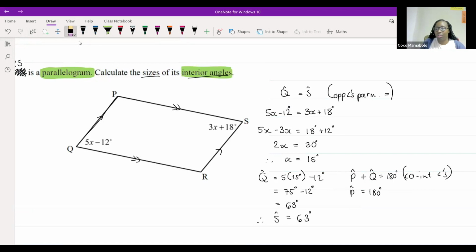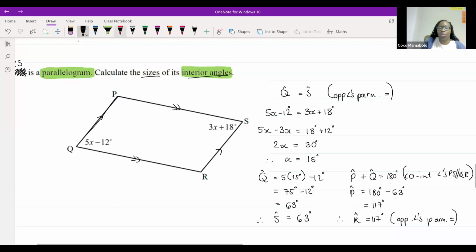Oh, look at what ma'am did. PS is parallel to QR. I also lost the mark. 180 minus 63, which is equal to 117 degrees. Therefore, angle R is also equal to 117 degrees. And over here, I still have to say that opposite angles of a parallelogram are equal. For Q and S, I don't have to say that opposite angles of a parallelogram are equal because I'd already stated it up here. But for these two, I would have to do that.